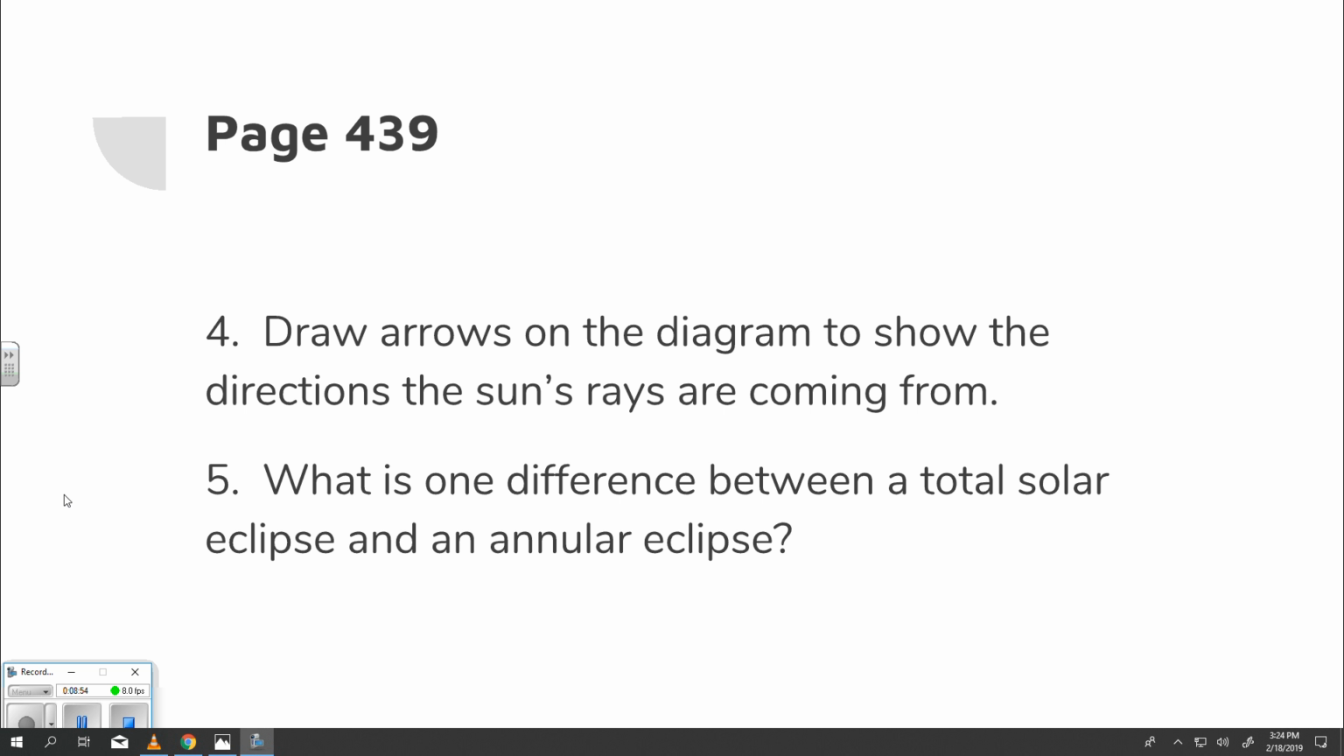Page 439. Draw arrows on the diagram to show the direction the sun's rays are coming from. What is one difference between a total solar eclipse and an annular eclipse? Under the diagram, during a solar eclipse, the moon passes between Earth and the sun.